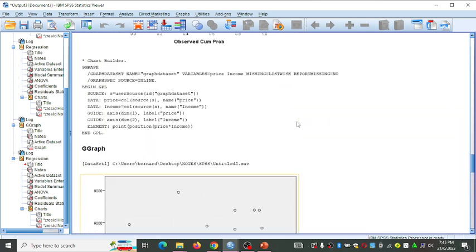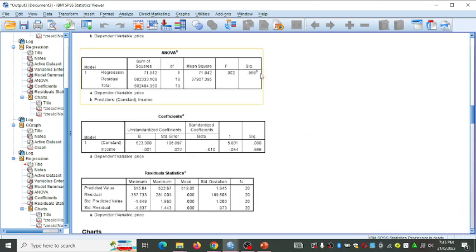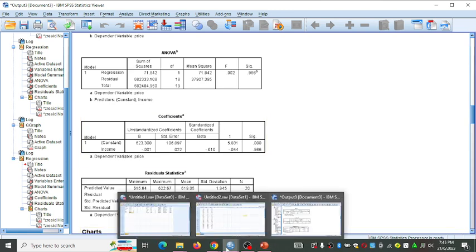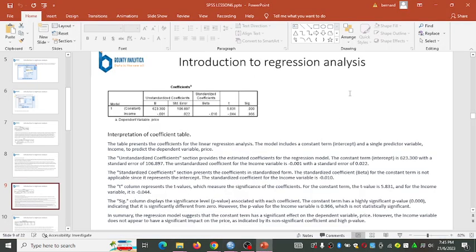So that's the reason why our model above was explained by only one independent variable. That's the reason why the significance value for regression is the same as the one for income. So that is it. Let's continue.